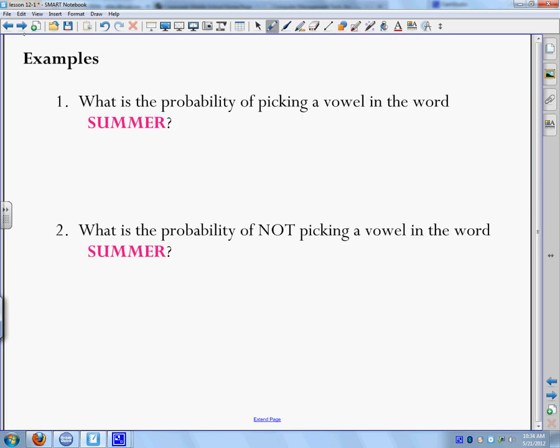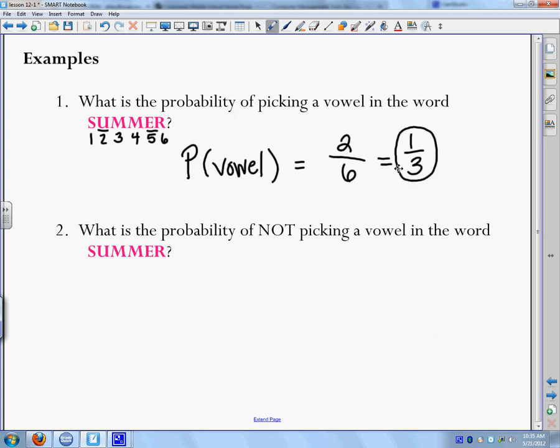Okay, so let's do an example. What is the probability of picking a vowel in the word summer? So the probability of picking a vowel, so you should copy this down, these are the examples, equals, and now you're going to look at the vowels. My vowels are A, E, I, O, U, okay? So I have a U and an E. So I have two vowels out of a total of 1, 2, 3, 4, 5, 6 letters. So then I can simplify 2/6 to 1/3. So my answer is 1/3.